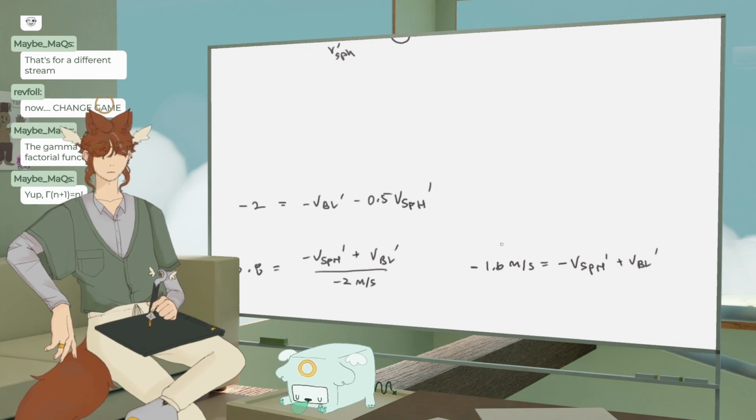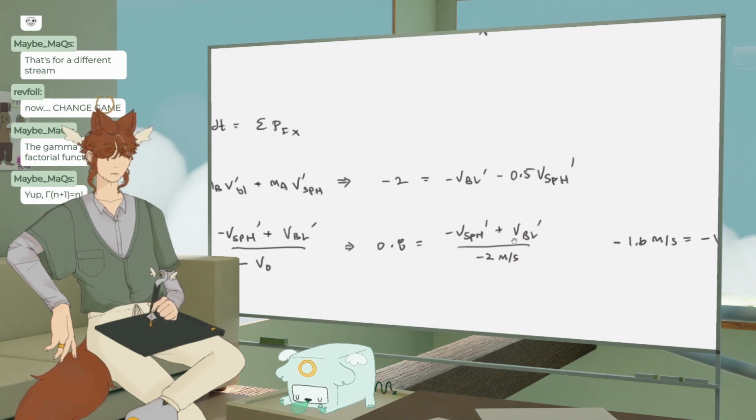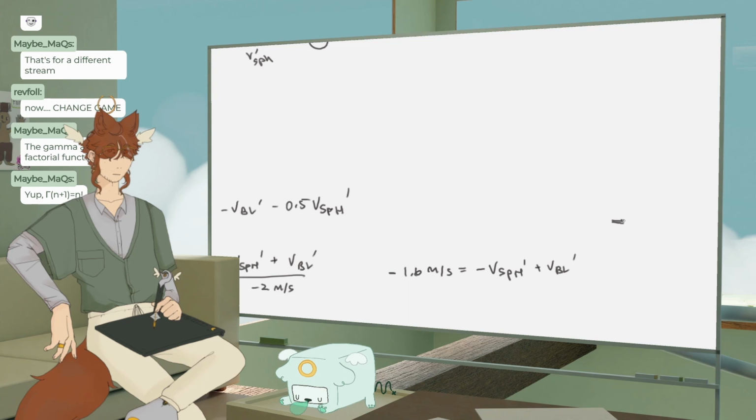Or, I mean, I guess I could just put this into a linear algebra thing. Should I just do that? Should I just put it into a matrix? What do we think? Doesn't really matter. I'll put it into a matrix. So let's see, VBL prime, V sphere.